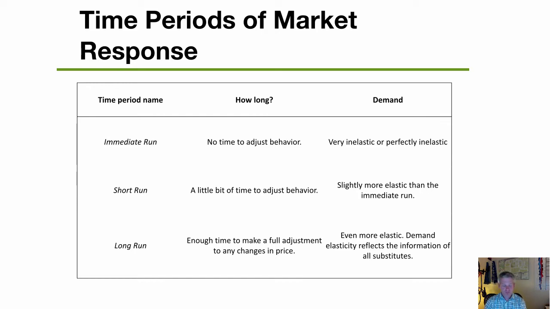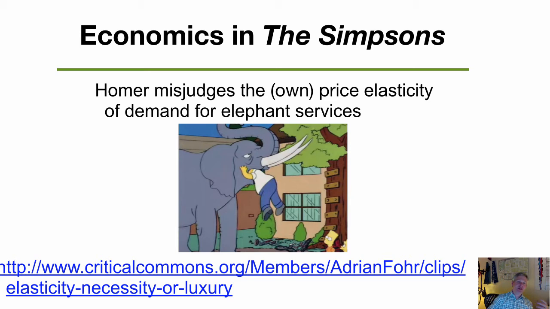All right. So I'm going to leave you with this clip from The Simpsons, and it's a case where Homer is going to misjudge the own price elasticity of demand for elephant services. You're going to see what he does there.